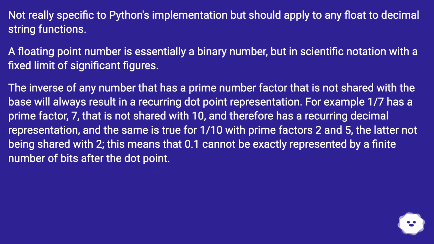Not really specific to Python's implementation but should apply to any float to decimal string functions. A floating point number is essentially a binary number, but in scientific notation with a fixed limit of significant figures. The inverse of any number that has a prime number factor that is not shared with the base will always result in a recurring dot point representation. For example, 1/7 has a prime factor, 7, that is not shared with 10, and therefore has a recurring decimal representation, and the same is true for 1/10 with prime factors 2 and 5, the latter not being shared with 2. This means that 0.1 cannot be exactly represented by a finite number of bits after the dot point.